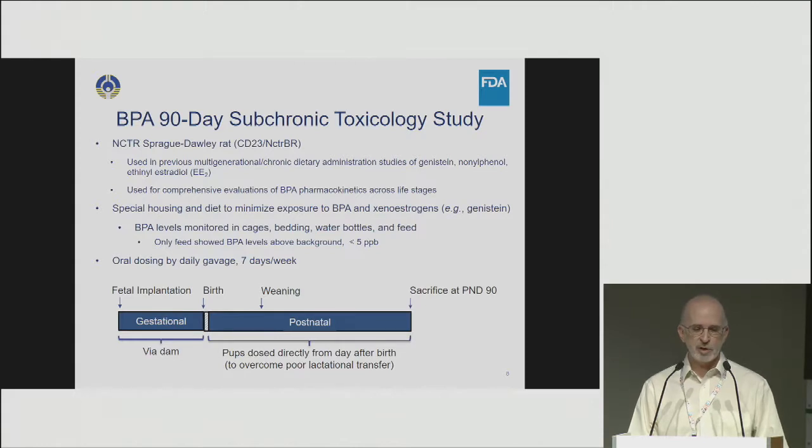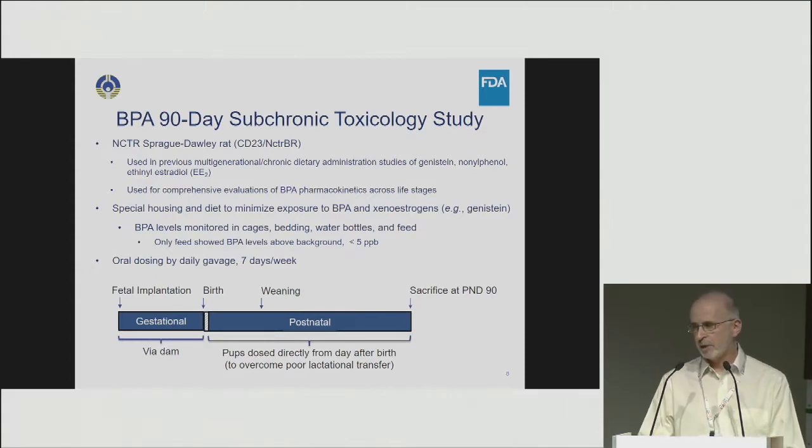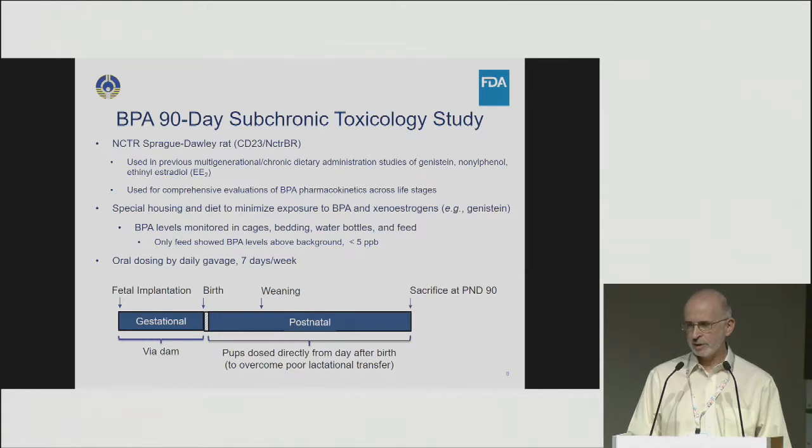That was the only cutoff in the diet that we had established, that it had to be less than 5 parts per billion in the diet. And in fact, in all the studies that we've conducted, I think we only had to reject 1 lot on that basis. We used oral dosing by gavage 7 days a week. The scheme for the 90-day study is given below.